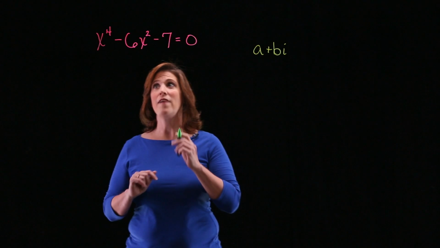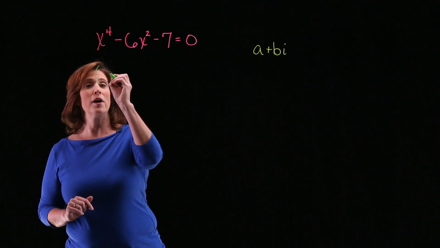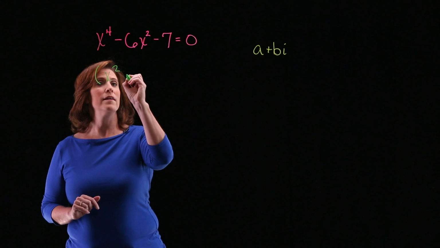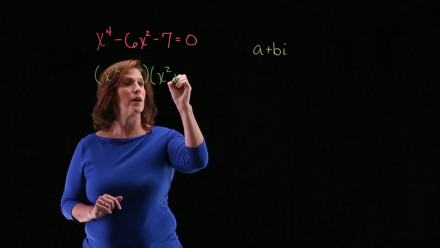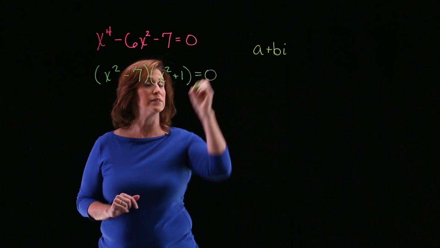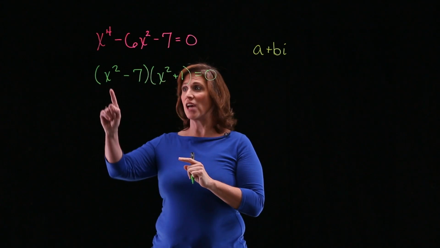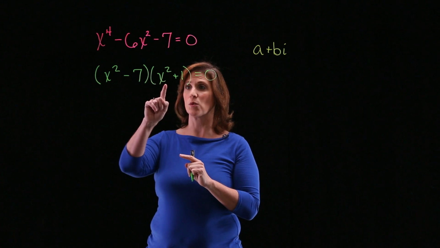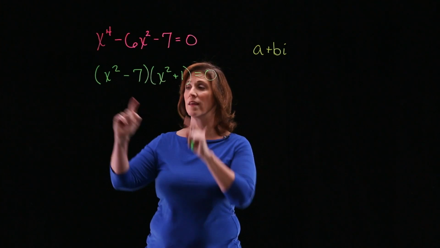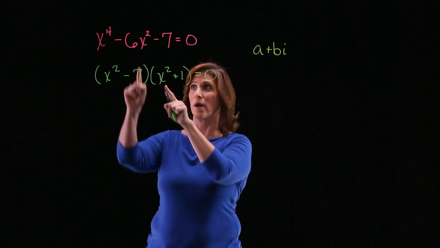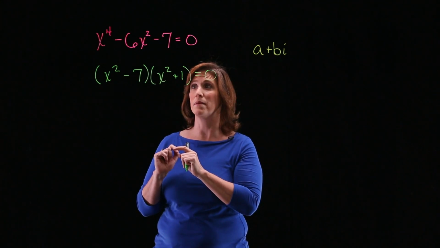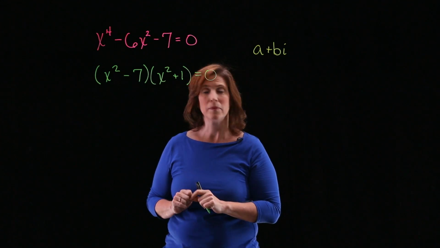I notice that I can factor this expression using x squared minus 7 times the quantity x squared plus 1, and that will equal 0. Again, let's just check to make sure. Using FOIL, x squared times x squared is x to the fourth. The outside terms give me x squared. The inside, minus 7x squared, that's your negative 6x squared in the middle, and minus 7.